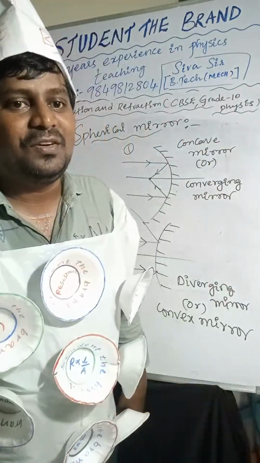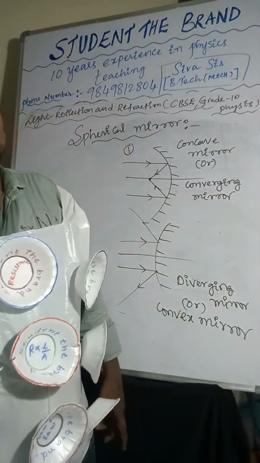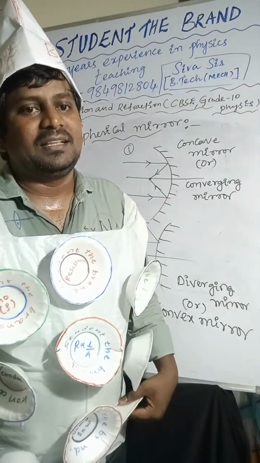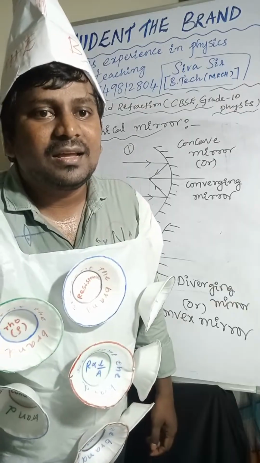Can current flow in a circuit without voltage? Without connecting a battery, how will it go? That is only voltage. By connecting the battery only, it will go. Can you explain Kirchhoff's law?